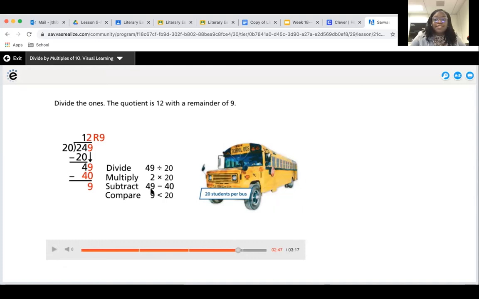So, what I want you all to think about is if you had to call and order a bus, how many buses would you order? Think about that. How many buses would you order? Would you order 12 remainder 9 buses? So think about that. What does the quotient of 12 with a remainder of 9 mean?